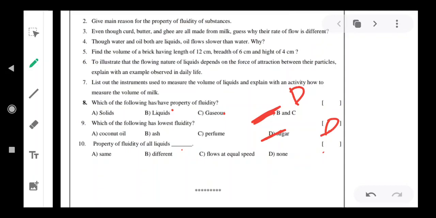Next one, property of fluidity of all liquids. We already discussed this. The property of fluidity of all liquids is not the same. It is different from one another. It depends on the nature of the liquid. So it is different. So answer B is correct one.